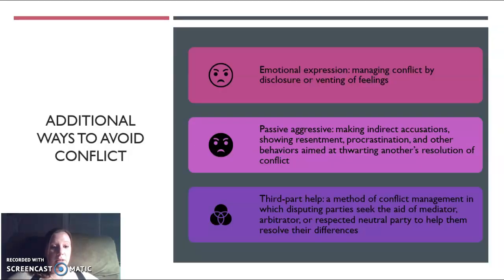There are additional ways that you could manage conflict. These would be emotional expression, passive-aggressive, and third-party help. In emotional expression, you manage conflict by disclosure or venting your feelings. Passive-aggressive is making indirect accusations showing resentment, procrastination, and other behaviors aimed at thwarting others' resolutions of conflict. Third-party help is a method of conflict management in which disputing parties seek aid from a mediator, an arbitrator, or respected mutual party to help resolve their differences.